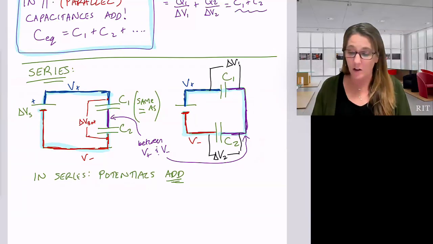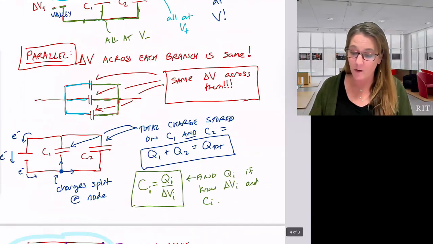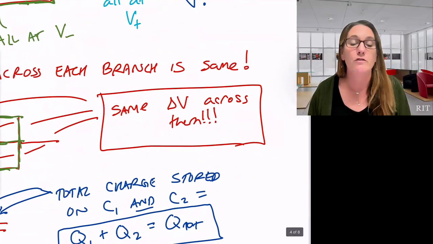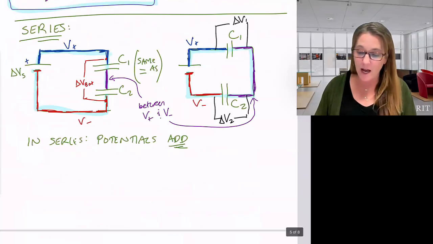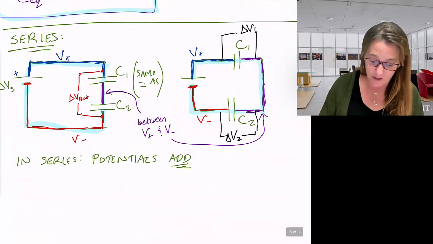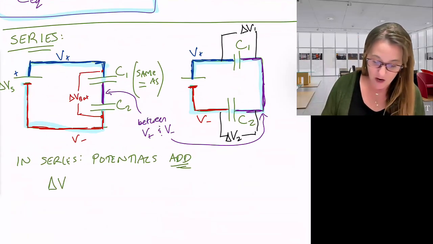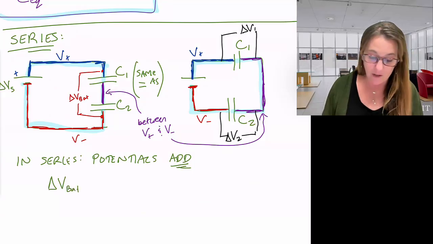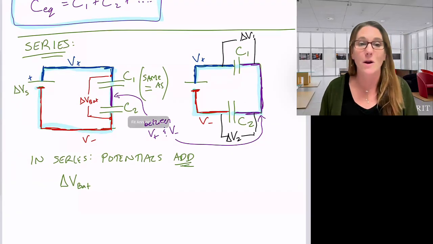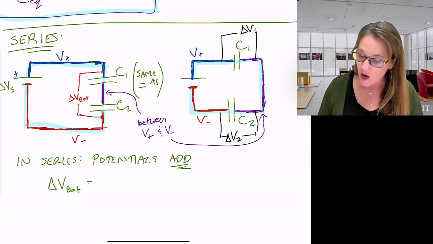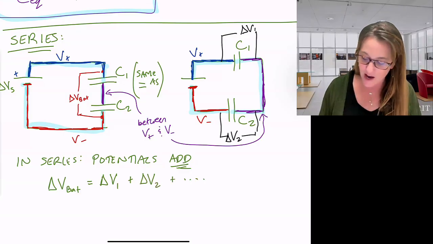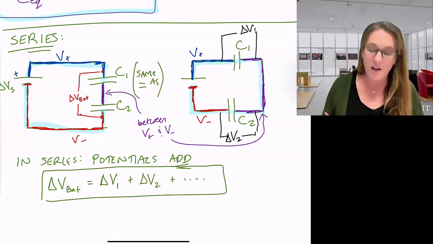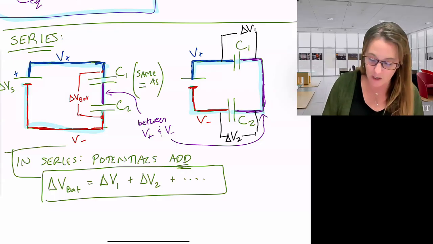Unlike in parallel, where we saw the same delta V across them, here we're seeing that they have different delta V's. The total delta V, which is the delta V of the battery, which is the delta V of the source, so I'm just calling it a lot of different things, is going to be equal to the voltage drop across 1 plus the voltage drop across 2. And if I have more, I could add those in as well. So this is a key result for series.